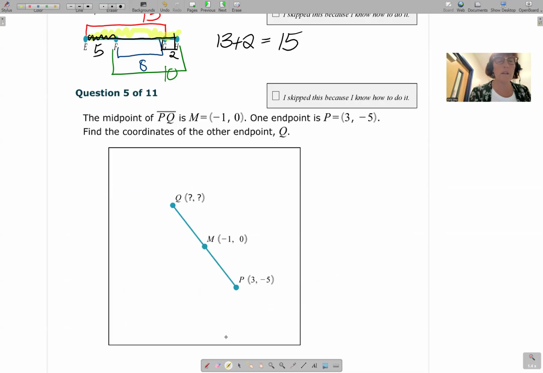We have a segment here. The segment is PQ, and we are told that M is a midpoint. That means the distance from here to here and there to there is exactly the same. And we have one end point, which is P, which is 3, and then we don't know the other end point. And then we have another end point 5, and we don't know that end point, but we know the middle is -1, 3.